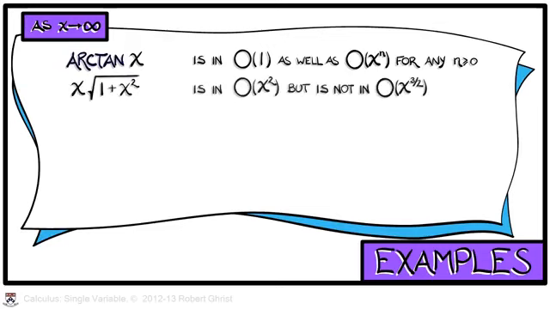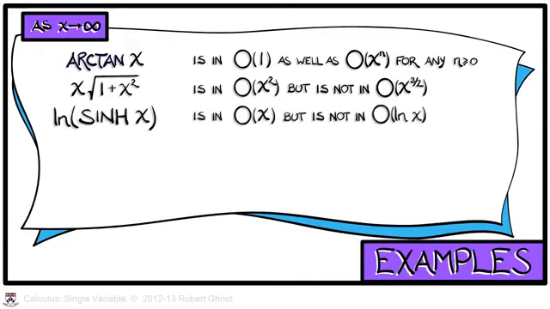X times the square root of 1 plus x squared grows quadratically at most, but it is not in big O of x to the 3/2. The log of the hyperbolic sine of x, well, is really in big O of x. It's got linear growth at most. It's not in big O of log of x. It grows too fast for that.